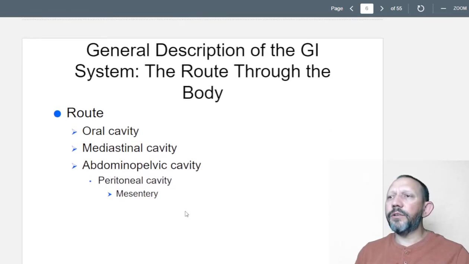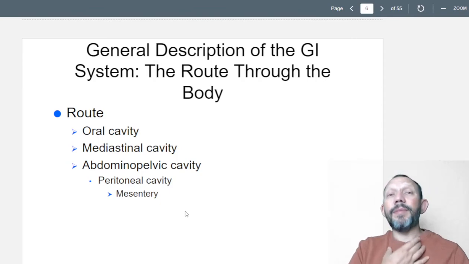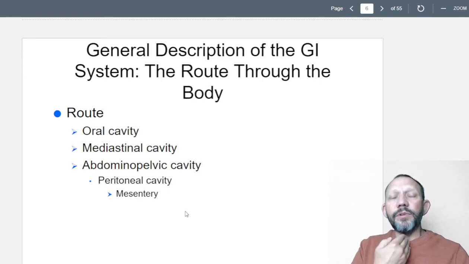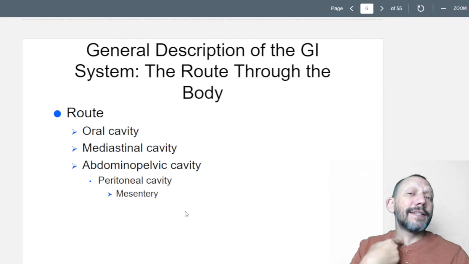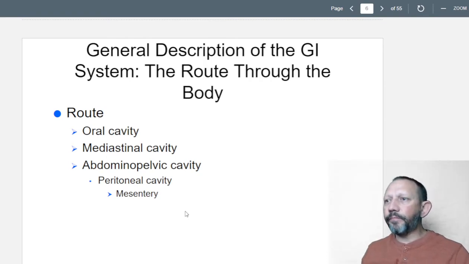General description of the GI tract. So oral cavity, mediastinal cavity. We don't really say mediastinal cavity. We say it in the mediastinum. Remember, that's this area in the center of the chest. That's where we have some different parts. We have the esophagus, of course, and that's behind the trachea. So here's a trachea. And when we swallow, behind it inside there is the esophagus. The esophagus is basically collapsed until something's in it.